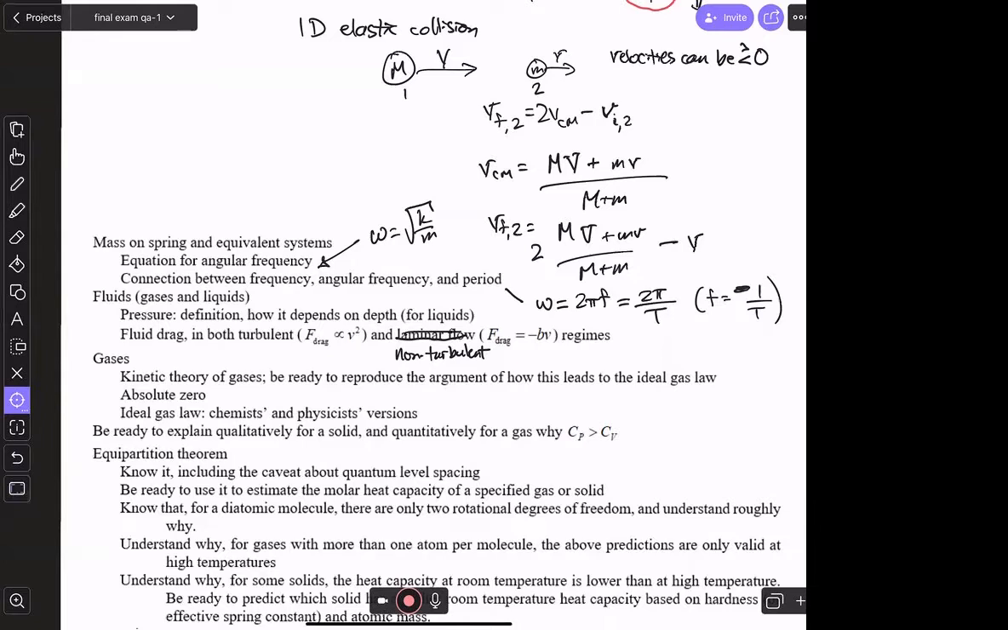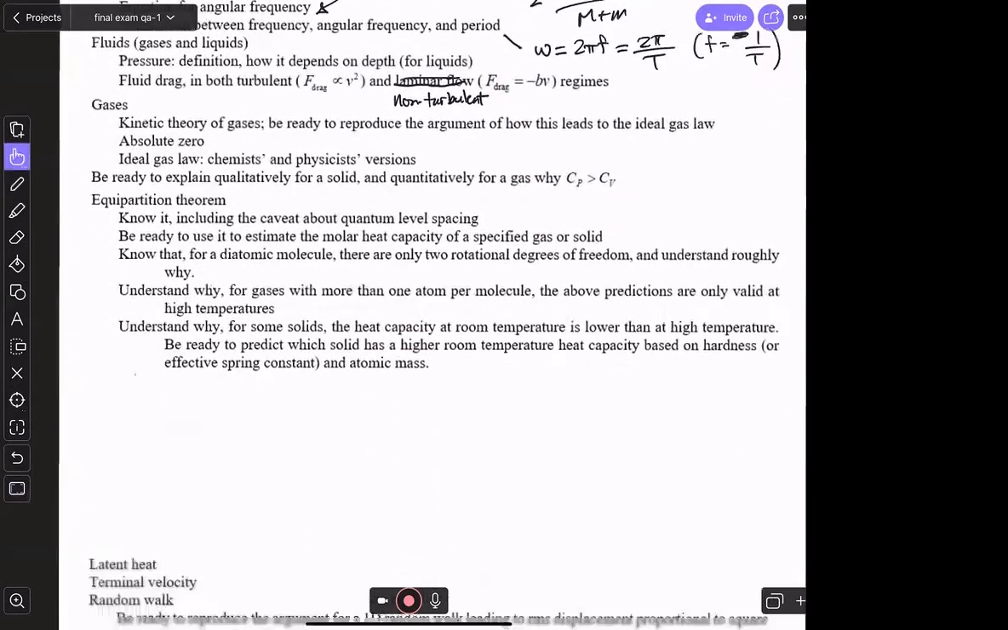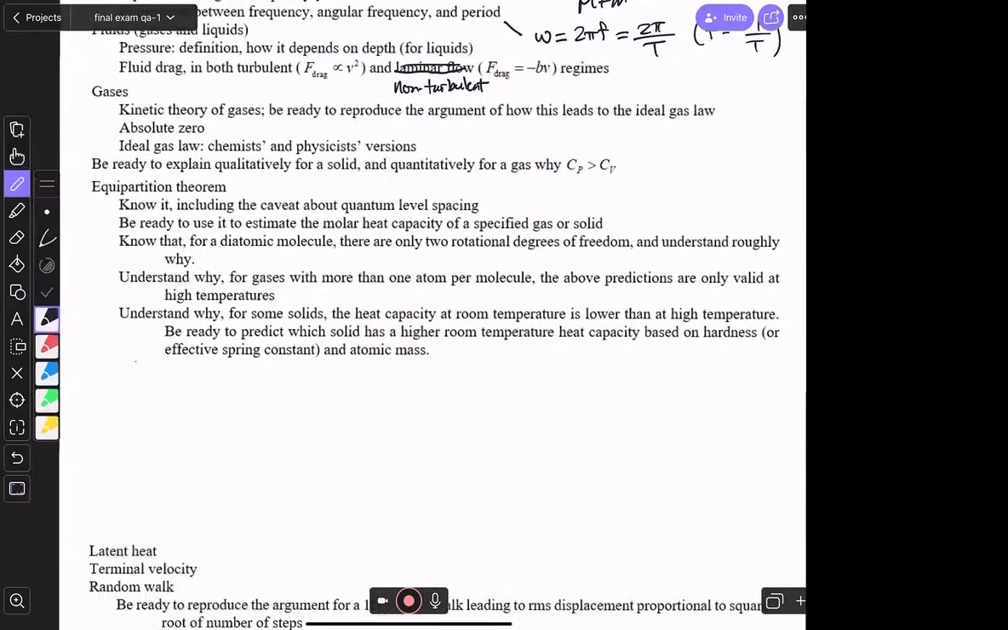Kinetic theory of gases, be ready to reproduce the argument of how this leads to the ideal gas law. The idea of absolute zero. The ideal gas law in the chemists and physicists versions. Can we go over how the kinetic theory of gases relates to the ideal gas law, or do we just need to know the equation? No, you need to be able to reproduce the derivation. So mostly, I think I'll refer you back to that class, but I'll kind of sketch it out for you.